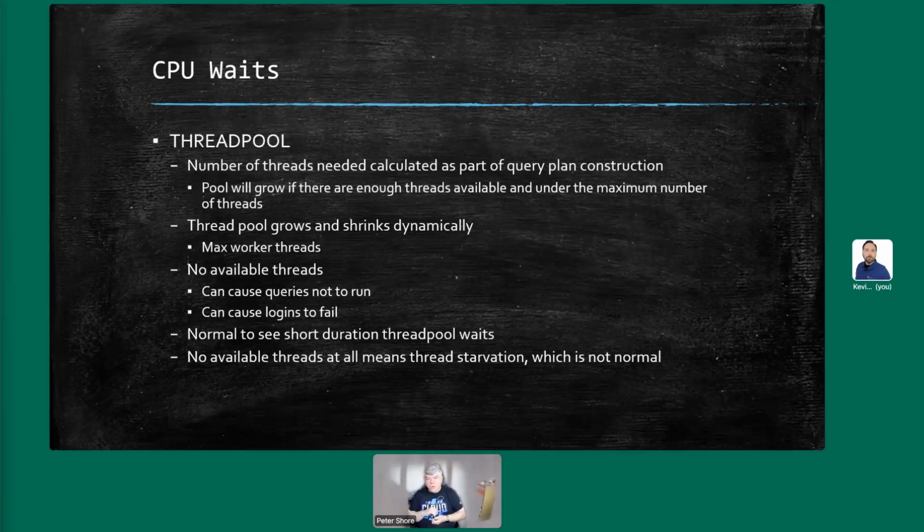If we get to that point of thread pool waits where we're talking about no available threads, queries aren't going to be able to run. We're not going to be able to log in to see what's going on. So I want to say it is normal to see very short duration thread pool waits. That's the whole expansion of the pool spinning up threads, as long as there are threads available. When there are no threads at all available, we're talking about thread starvation, and that is not normal.